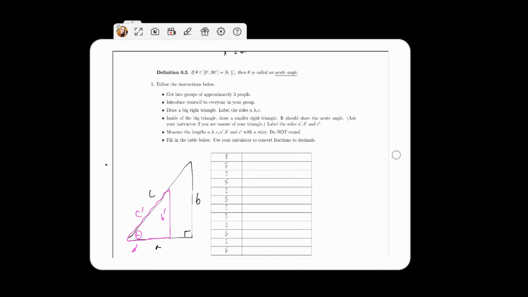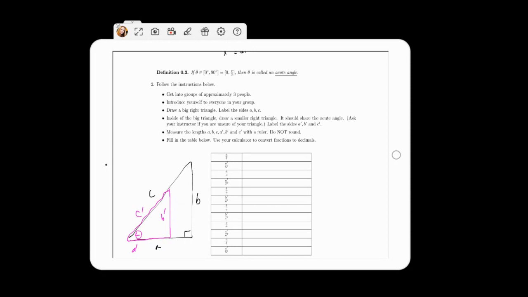And then what you can do if you want at home, try to draw the big triangle on a piece of paper, measure out all the lengths, A, B, C, A prime, B prime, and C prime with a ruler. Try not to round at all. And then fill in the table using your calculator to convert fractions to decimals. So whatever the length of A over the length of B is, and then you'll find the length A prime over B prime, and so on. Okay, so if you want to do this, go ahead and then compare the two columns of the table and see what kind of patterns you can find.